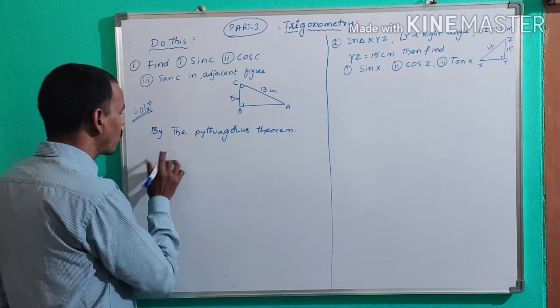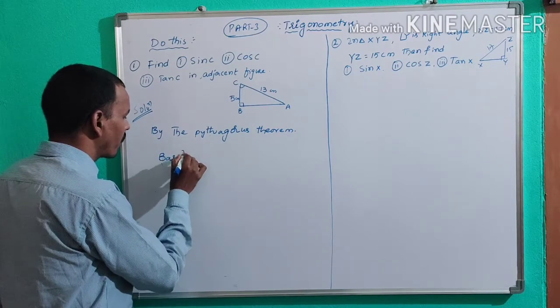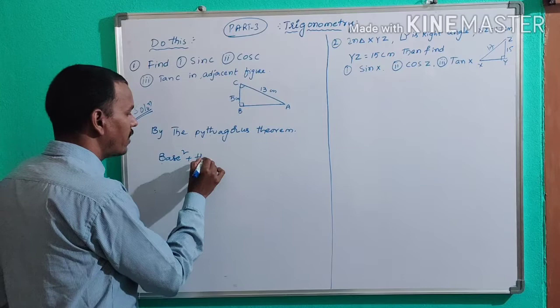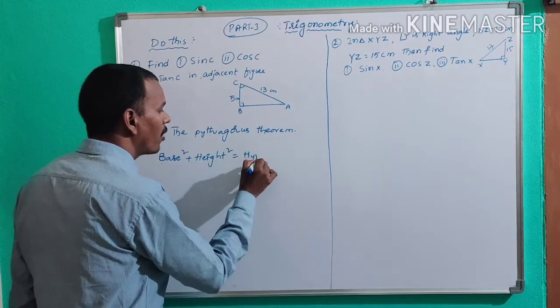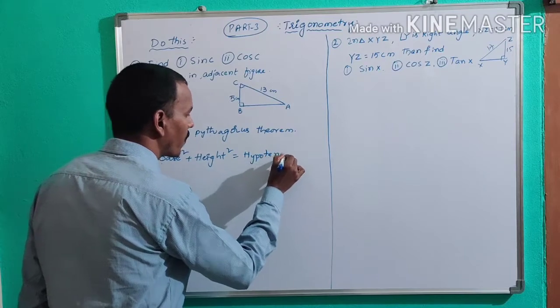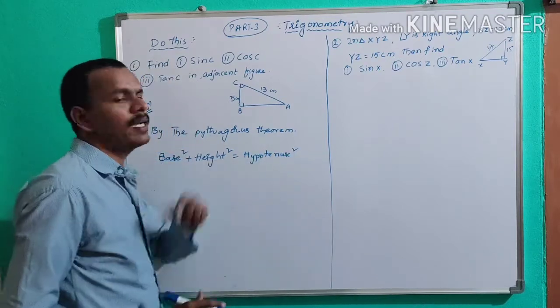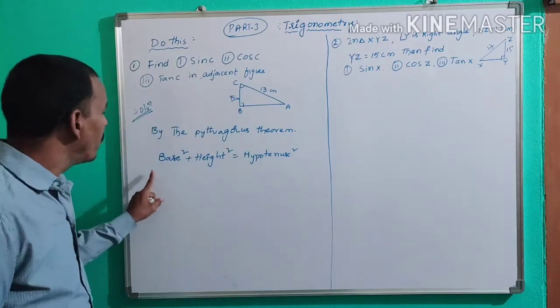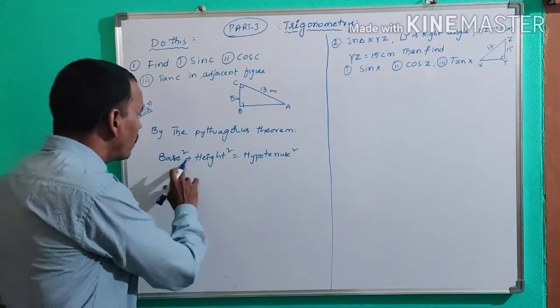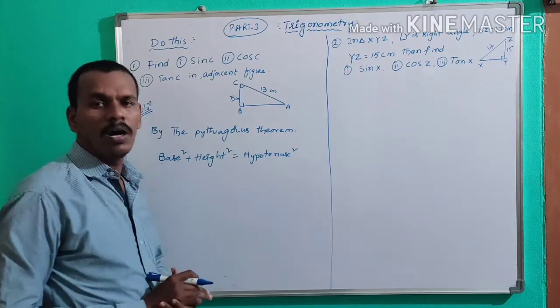Base square plus height square is equal to hypotenuse square. It is very important in trigonometry. What is the Pythagoras theorem? Base square plus height square is equal to hypotenuse square.